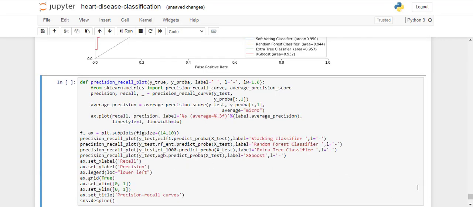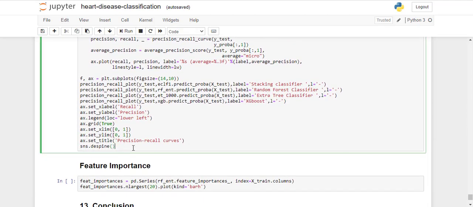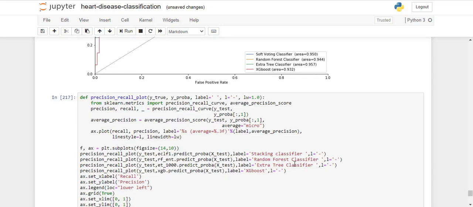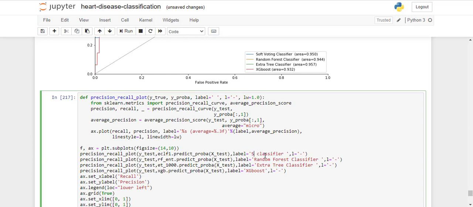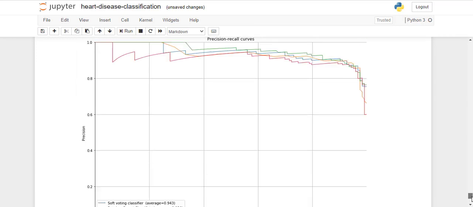So here, as we can see, we have a higher area under ROC for the extra trees classifier, like before, and the second one is soft voting. And if we look at precision recall, it is highest for extra tree again, 95.5, and the second one is soft voting. Sorry, it is written as stacking, but it is soft voting. Okay, so let's now quickly see, as random forest entropy is the best model.